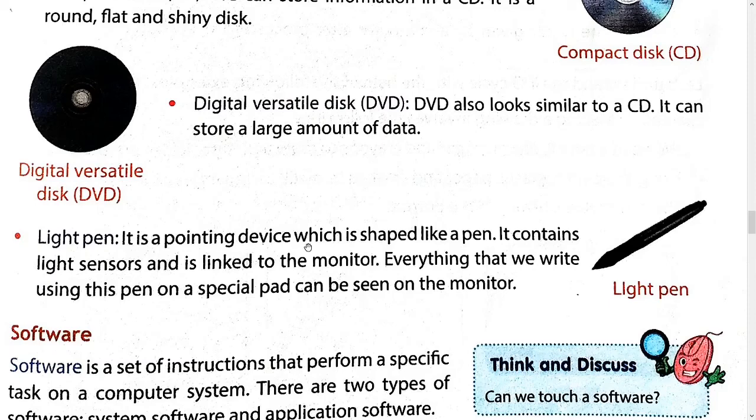Then light pen. You can see the picture here. It is a pointing device which is shaped like a pen. It contains light sensors and it is linked to the monitor. Everything that we write using this pen on a special pad can be seen on the monitor. While using a smartboard, you must have seen your teacher using a light pen.